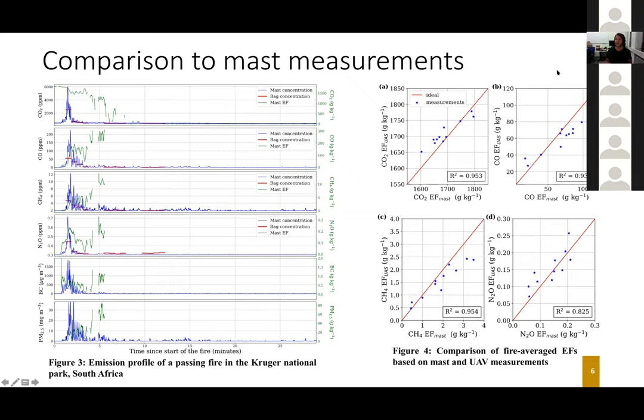So, comparing the measurements that we did using our methodology using the drone to the mast. Here on the right side of the screen, you can see fire averaged emission factors for the two methodologies, and you see that they agree quite well.